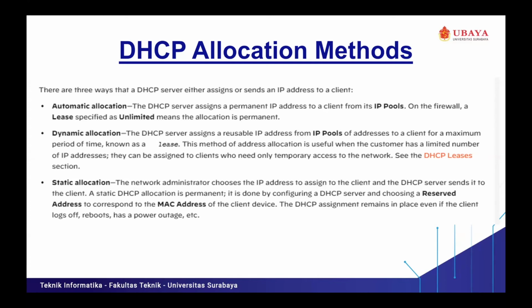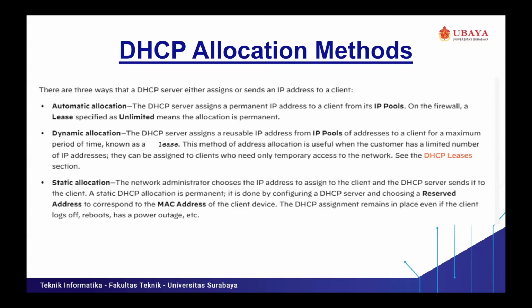For static allocation, the network administrator chooses the IP address to assign to the client, and the DHCP server sends it to the client. A static DHCP allocation is permanent. It is done by configuring a DHCP server and choosing a reserved address corresponding to the MAC address of the client. So for static allocation, it means we will give a static IP to a certain device. Every device will have a MAC address, right? Then we will assign that MAC address to the specific IP.